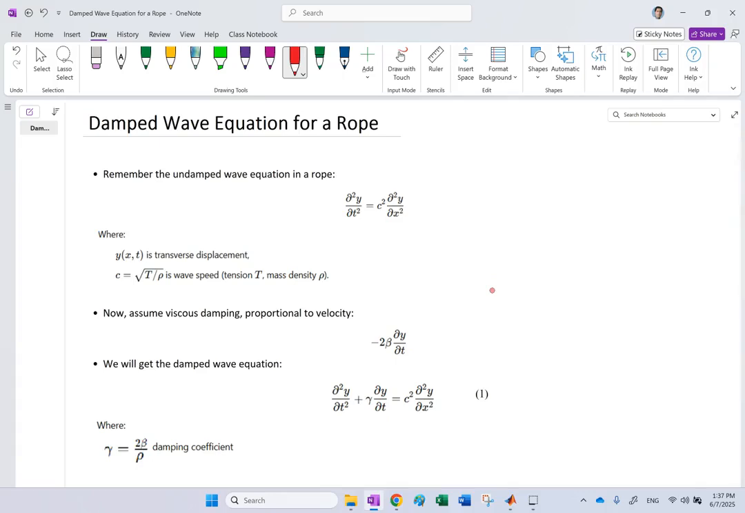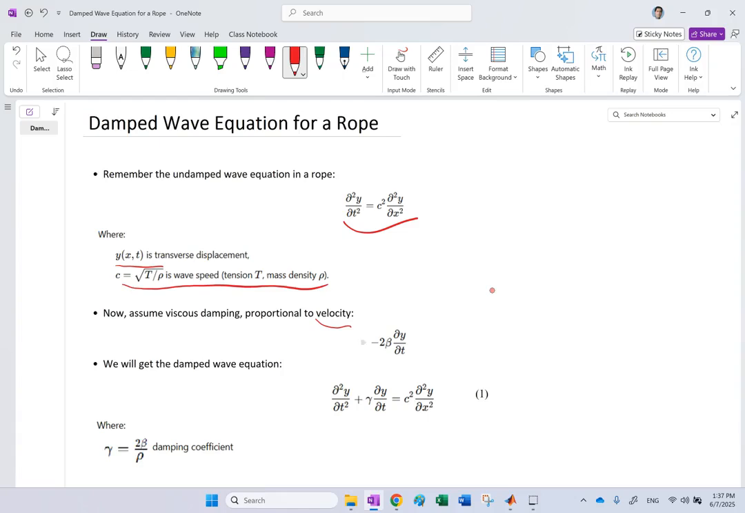So this was the wave equation, right? Where c was the speed of the wave, square root of T over rho. T was the tension in the rope, rho was the mass density. Now here we are going to add a viscous damping proportional to the velocity. The velocity of any point on the rope is the partial of y with respect to t, where y is the solution, the transverse displacement. So the derivative of that with respect to time is velocity.